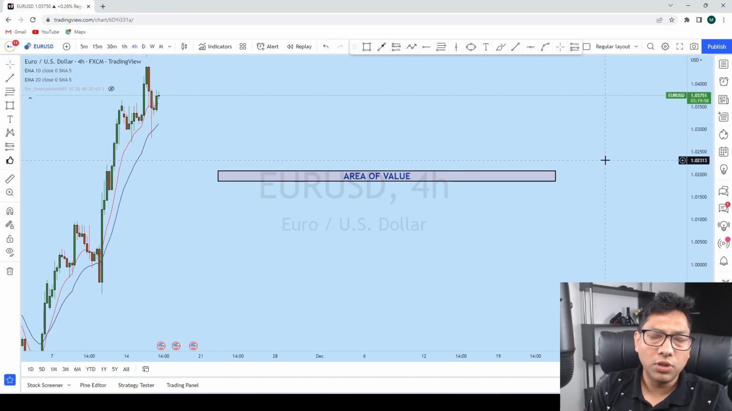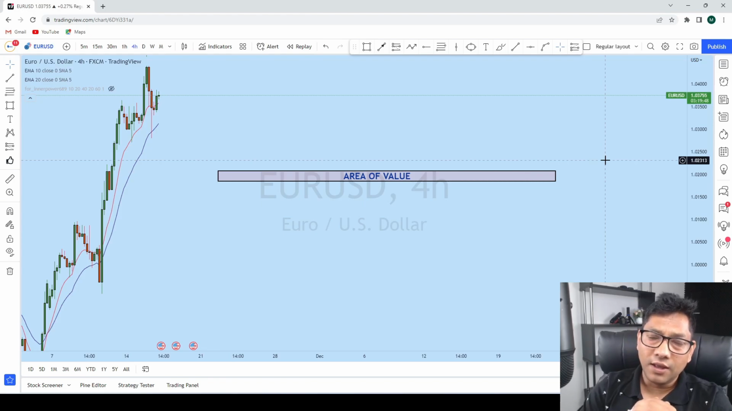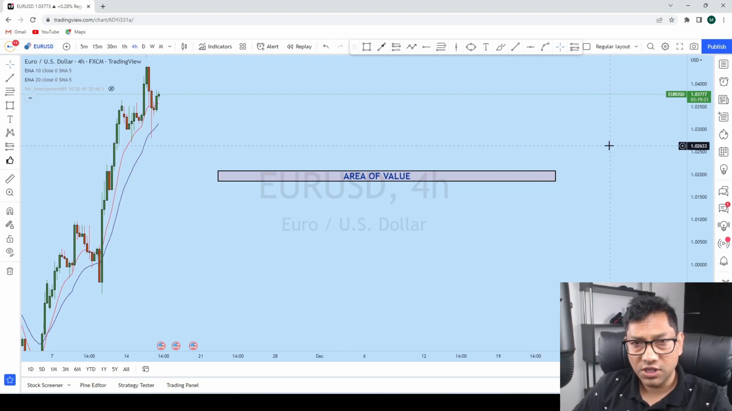Okay guys, so before we go to the area where we should place our stop loss or take profit, let's first find out where you shouldn't place your stop loss at all. The most important area where you shouldn't place your stop loss is the area of value. Keep in mind that an area of value is a zone that is mostly always tested from both directions. Try to avoid at any cost placing your stop loss in an area of value.